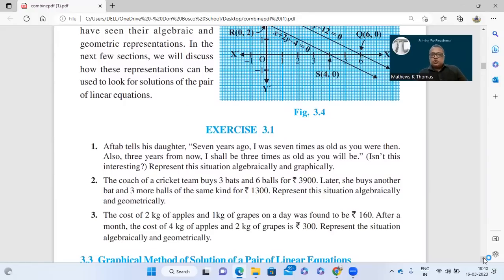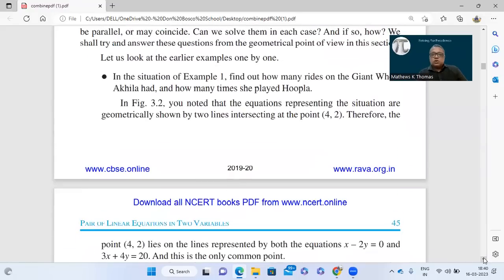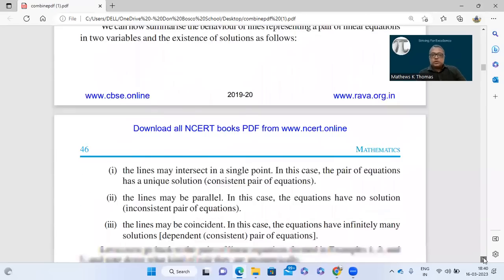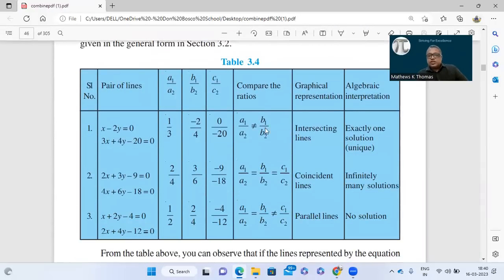In these questions, what you need to do is the word problem has to be converted into equations, and then you have to draw the graph of this. So this is the graphical method. So graphical method is important. And moving further, this is what I was telling you, the conditions.